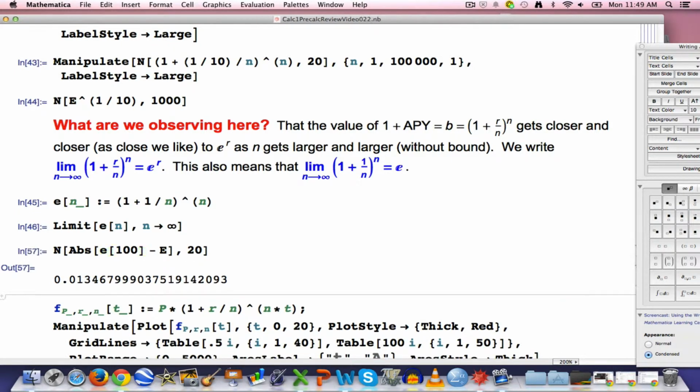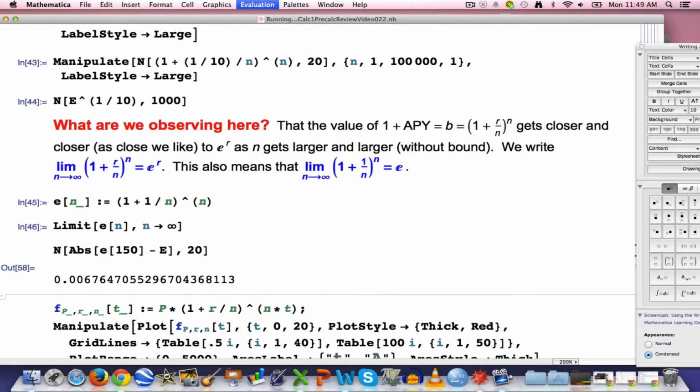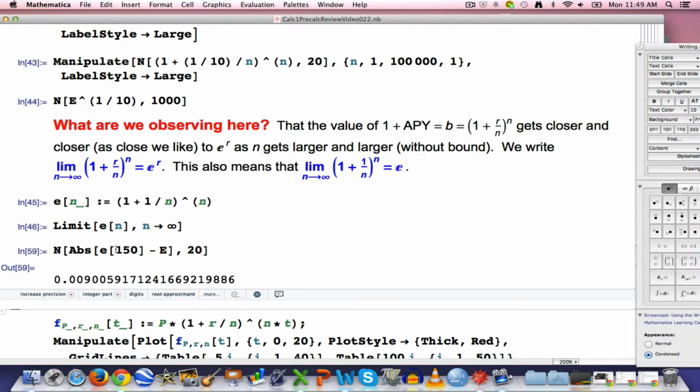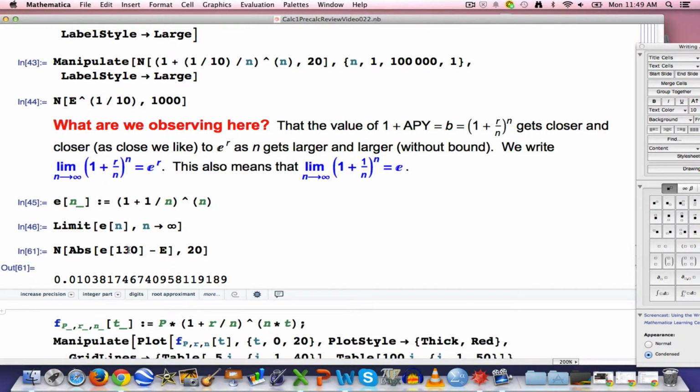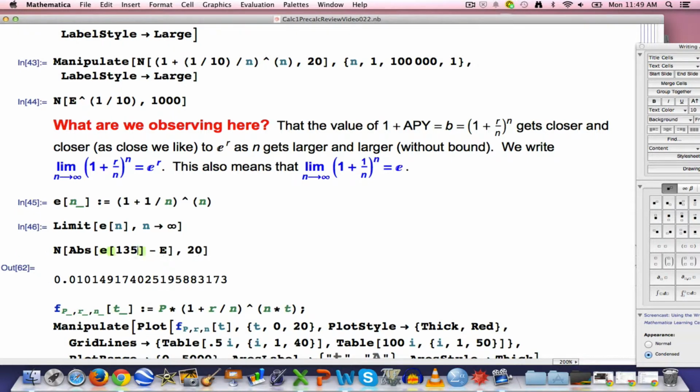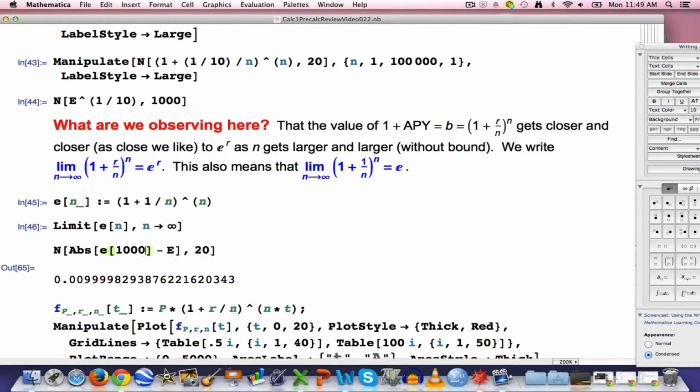Try n is 100. We're getting diminishing returns here. Try 200. There, that's less than 0.01. Try 150. See if we can find the first one that works. That works just barely. Try 140, 130. Okay, somewhere between 130 and 140 is going to be the first value of n. Maybe it's that. Yeah, 135. That's the first value of n where the distance is less than 0.01, etc. By taking n sufficiently large, I can make this distance as small as I like.